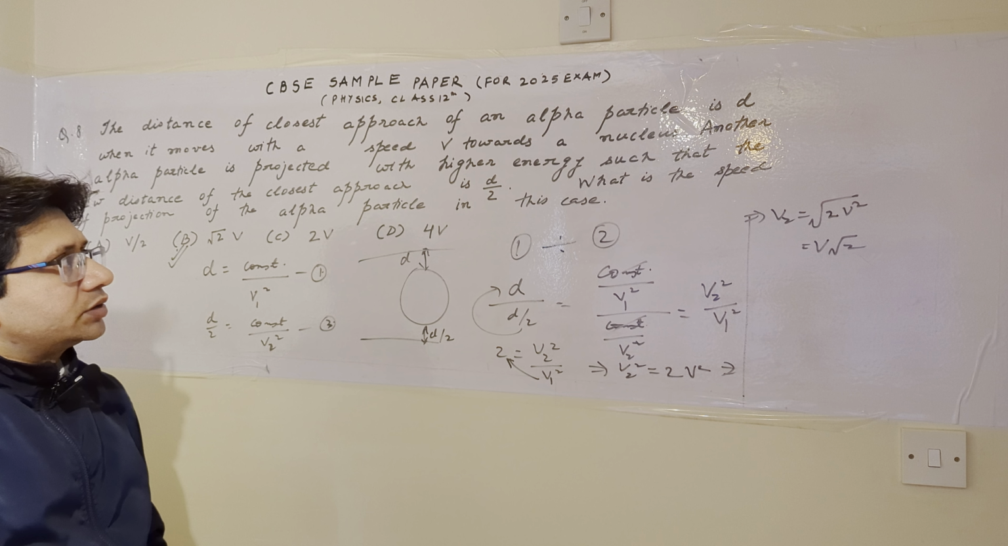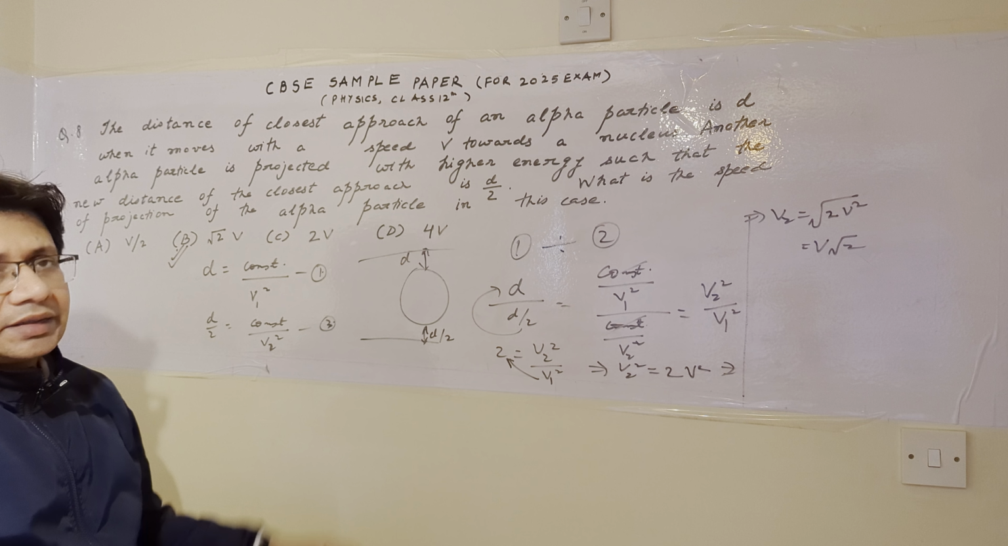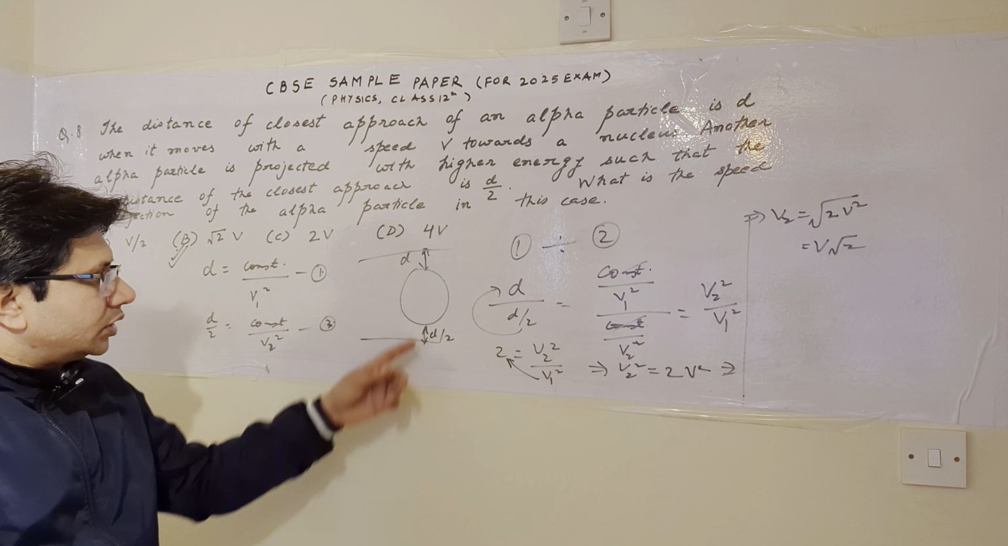Square root 2 V is the velocity in the second case when the distance of closest approach is d by 2.